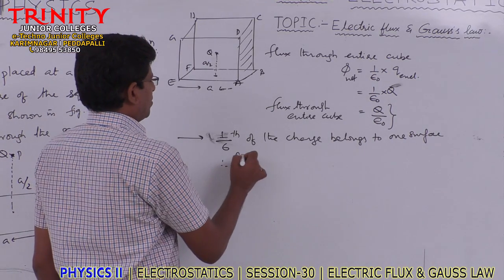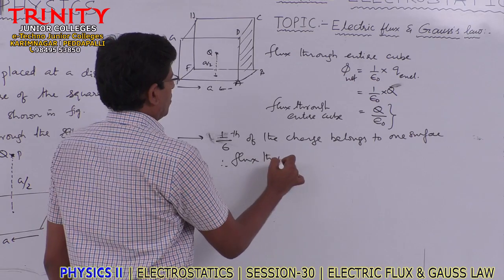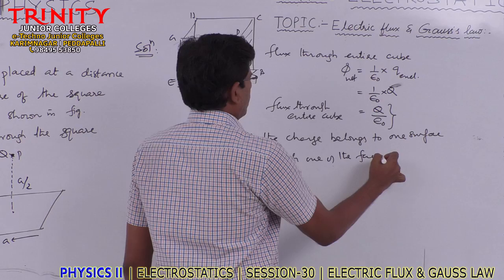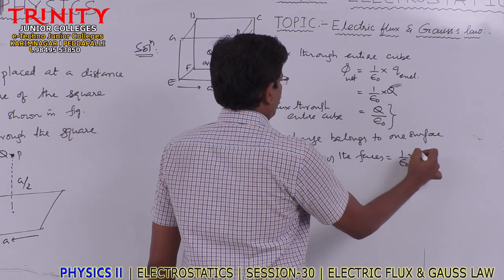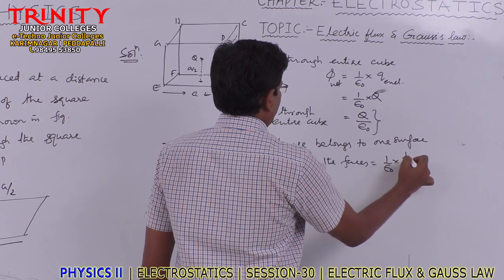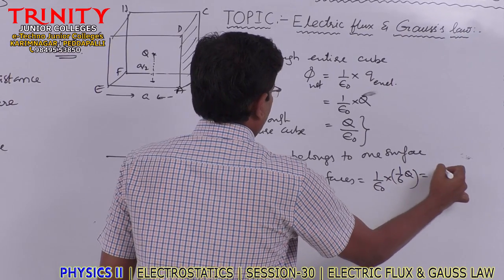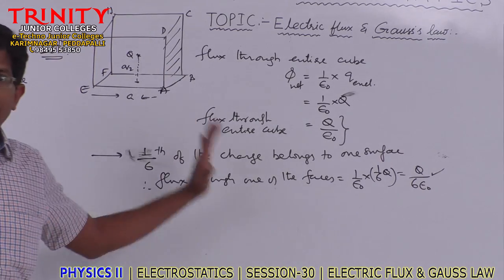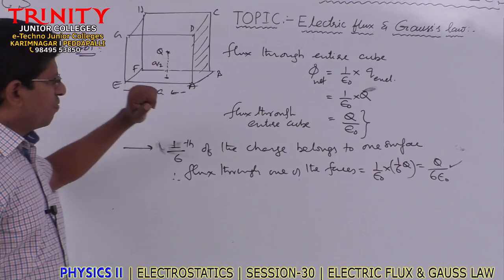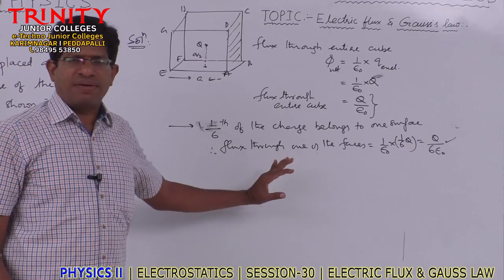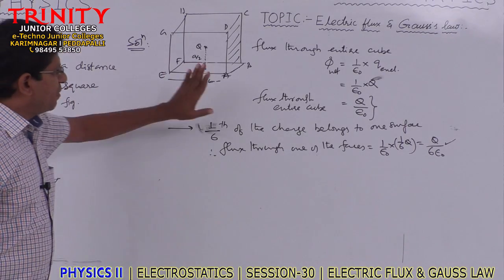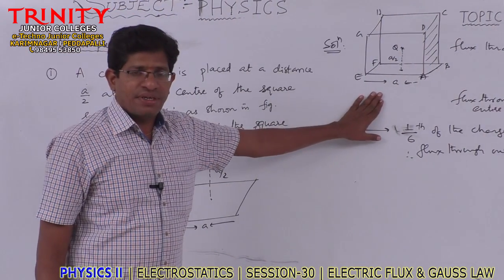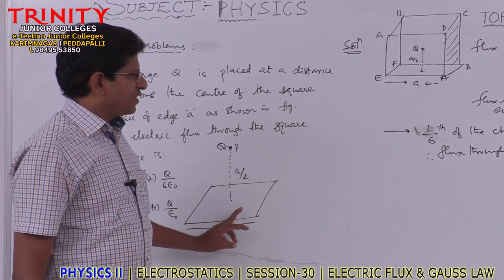Therefore, flux through one of the faces is 1 by epsilon into charge enclosed by that surface, which is 1/6 of the charge. You can answer Q by 6 epsilon naught. Why I am telling all this is, some of you might have understood why, because the question is based on this concept. This question is based on this concept. How? Now see, only one face is given.